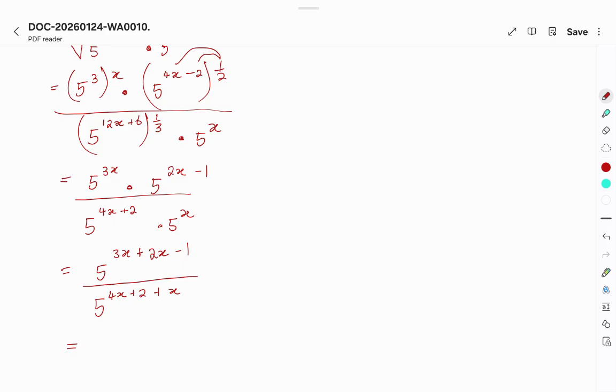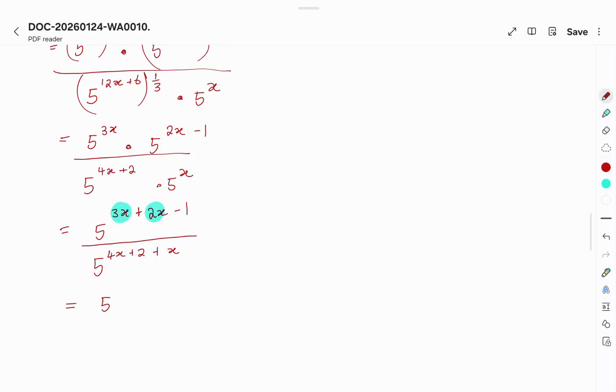So at the end, I will have the 5. Then I add the exponents. 3x plus the 2x, that one will give me the 5x. So I have the 5x minus the 1.